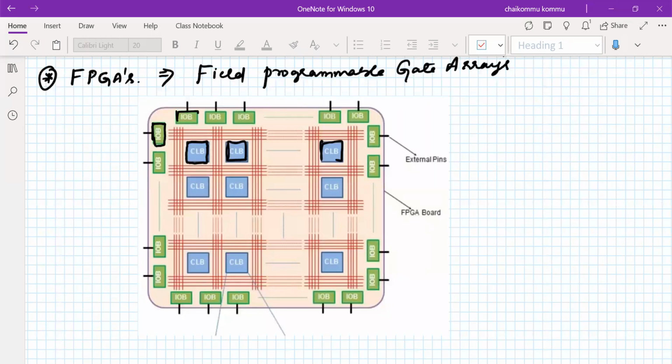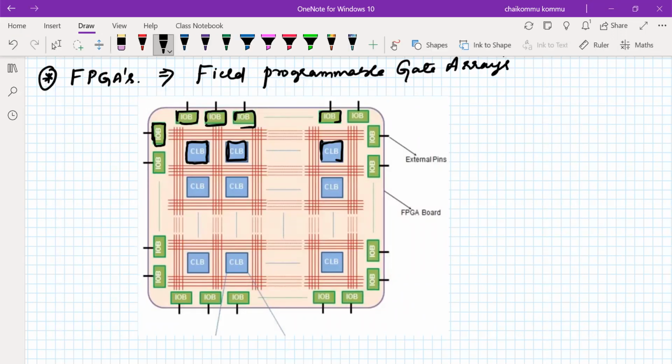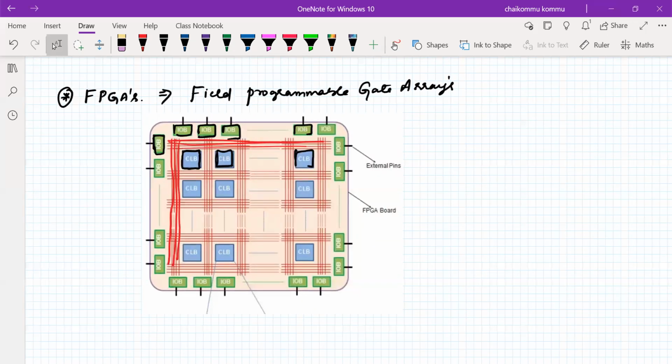Input and output blocks are also available throughout the chip. And of course, routing connections are also available in this phase. These are all the routing networks. What each and everything is, we will see at a later point of time. We just want to say how FPGAs look like. So FPGAs look like something like this.